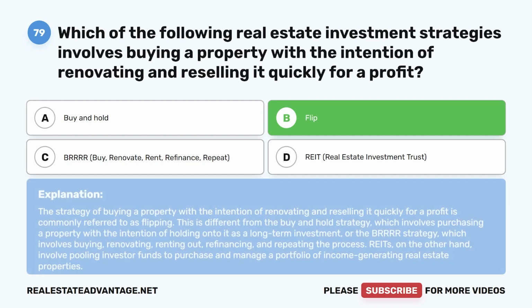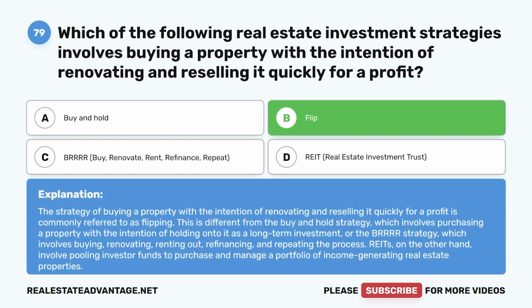Flip. The strategy of buying a property with the intention of renovating and reselling it quickly for a profit is commonly referred to as flipping. This is different from the buy and hold strategy, which involves purchasing a property with the intention of holding onto it as a long-term investment, or the BRRRR strategy, which involves buying, renovating, renting out, refinancing, and repeating the process.